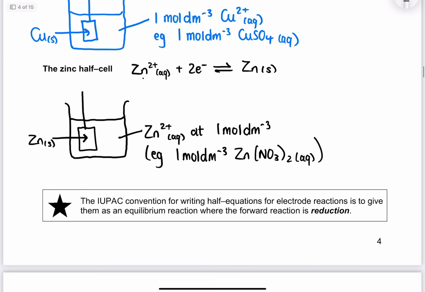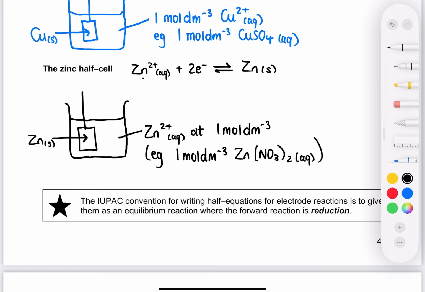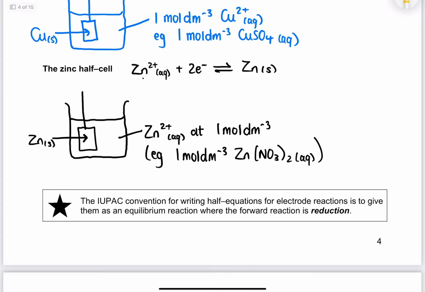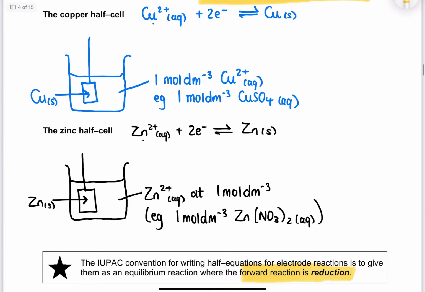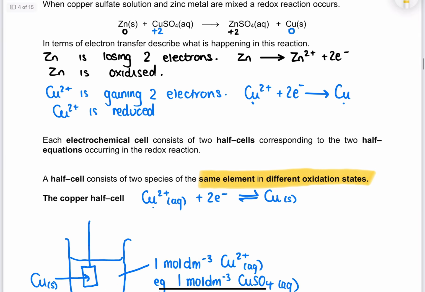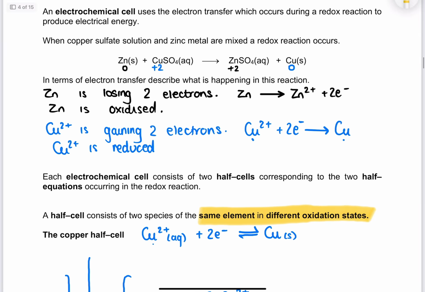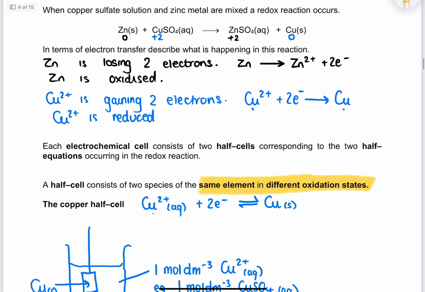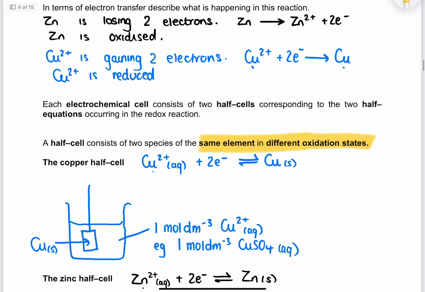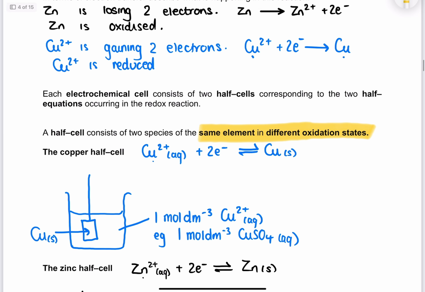So we can see at the bottom it says the convention for writing half equations for electrode reactions is to give them where the forward reaction is a reduction. We've given both of these as a reduction. So if we just take a step back a minute, we said we've got a redox reaction made of two half equations, and each of those half equations represents half of the cell that we're trying to build.